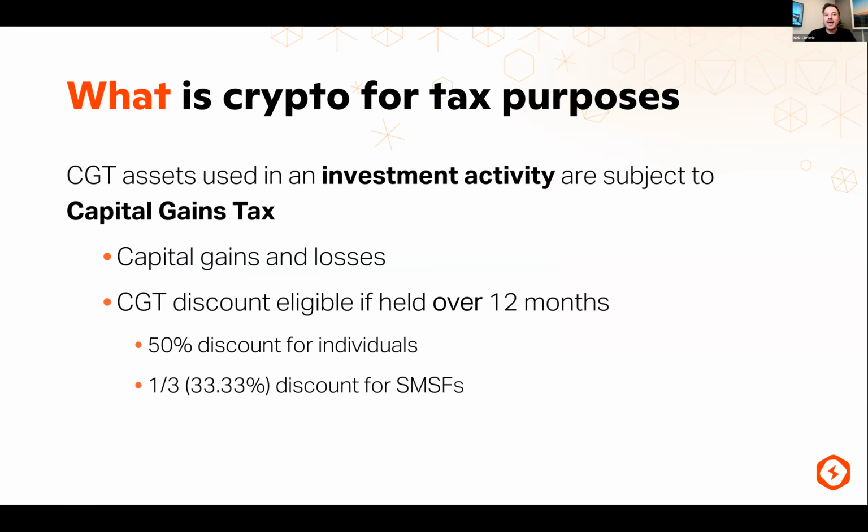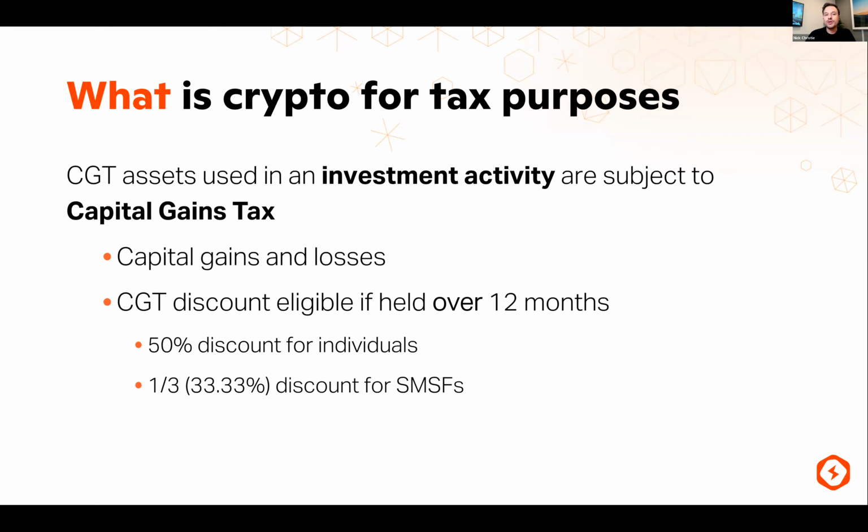If you have CGT assets that you've used in an investment activity, for example where you've purchased cryptocurrency and you had some expectation that it would increase in value, then that's an investment purpose that you've undertaken. This is going to be subject to what's called capital gains tax. This is where those things you hear come in: capital gains, capital losses, and there's also a special exemption called the CGT discount.